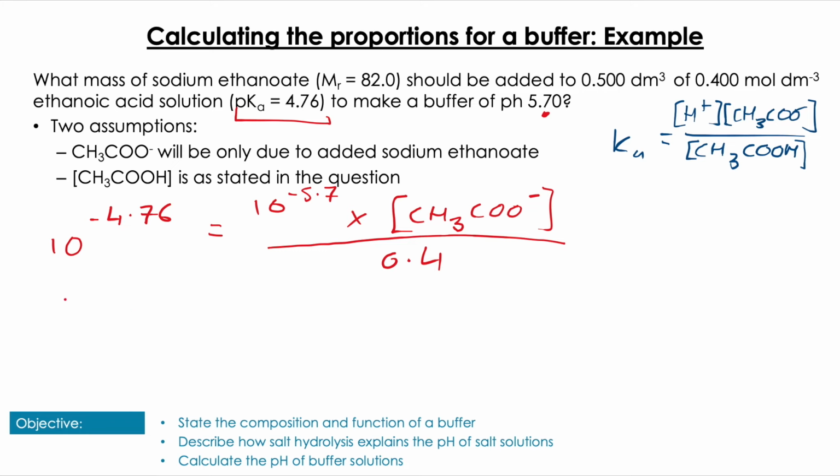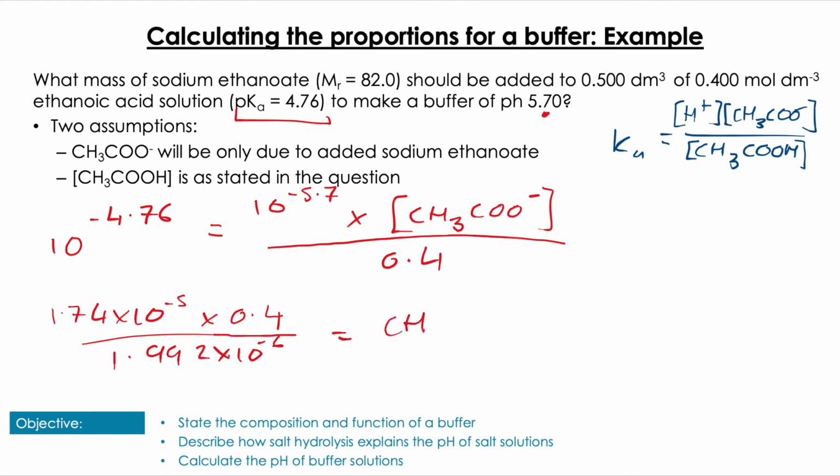I'm going to rearrange that to get my ethanoate ion. So the Ka comes out at 1.74 times 10 to the minus 5, which I'm then going to multiply through by 0.4, divide through by 10 to the minus 5.7, which is 1.992 times 10 to the minus 6. Pop all that into the calculator, and that's going to equal my ethanoate ion concentration, which is 3.48 moles per decimeter cubed. So now we know the concentration of ethanoate ion we need.